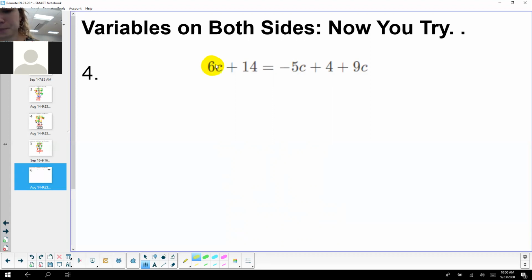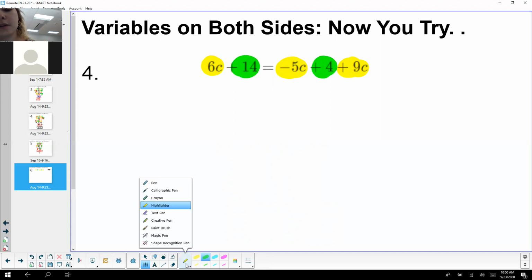So I'm going to go ahead and identify my variable terms. I picked one color, I highlighted or circled all of my variable terms. So any term with a c in it, and make sure you're including those negative signs if it's a negative term. Over here, we've got +14 and +4 as my constants.